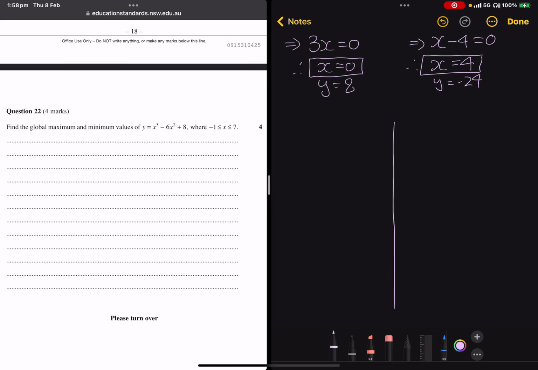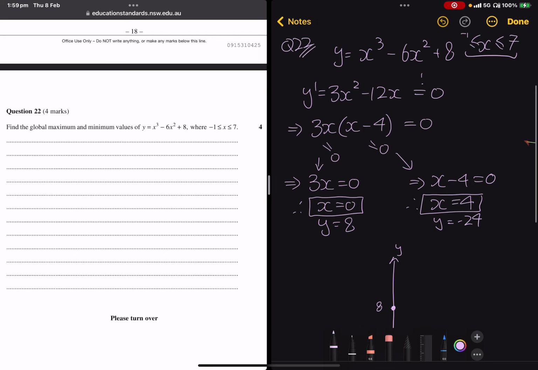We draw a grid. This is our y-axis, this is our x-axis. We'll add 1 point at (4, -24), and we'll try and keep this as scaled as possible. This is 4. This is about minus 24. So there's 1 point down here. And then we have another point at (0, 8). That's about here. This is 8.